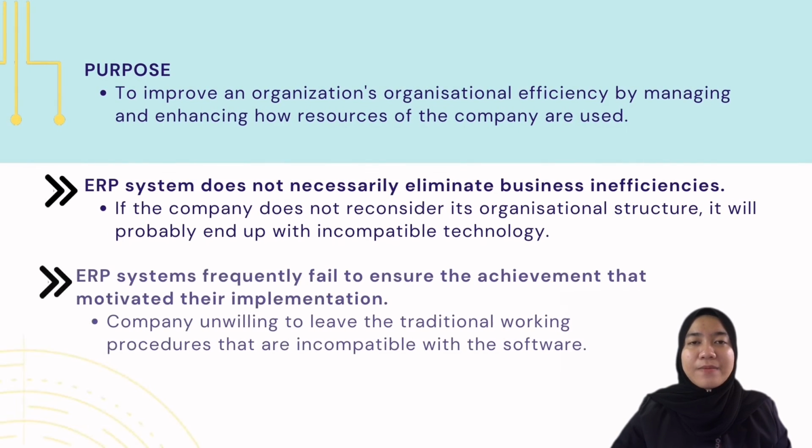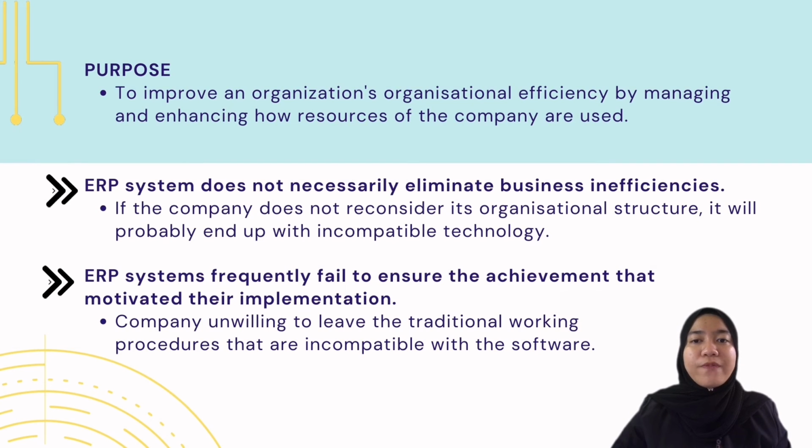For the next slide, I will explain whether the purpose of ERP has been achieved. An ERP system's ultimate purpose is to improve an organization's efficiency by managing and enhancing how resources of the company are used. The key to effectively improving business growth and profitability is to reduce the amount of resources required without sacrificing quality or performance.